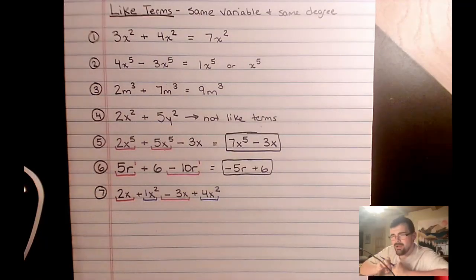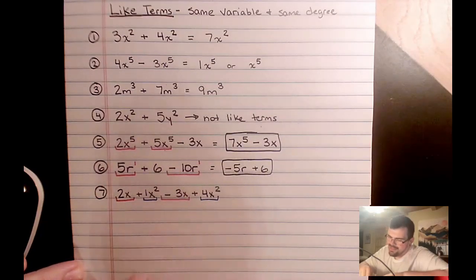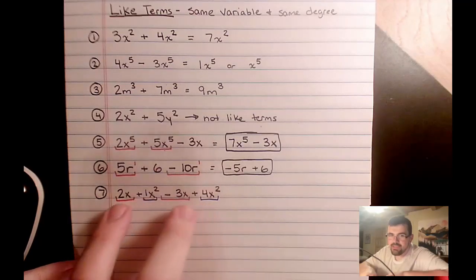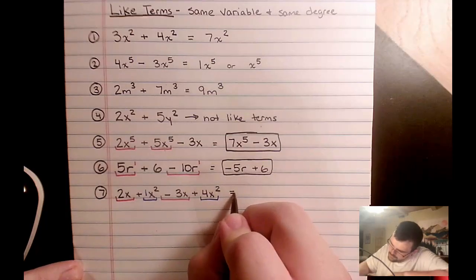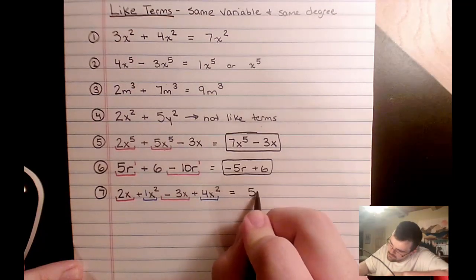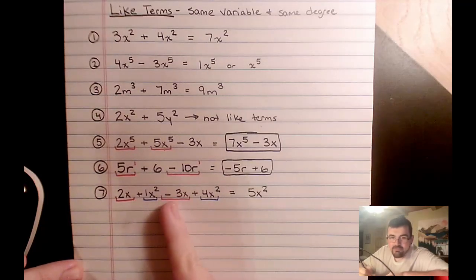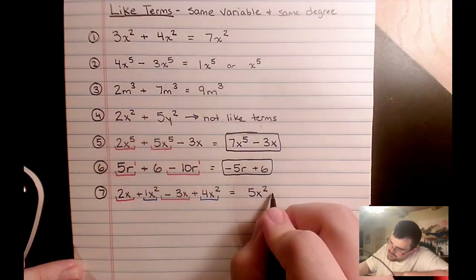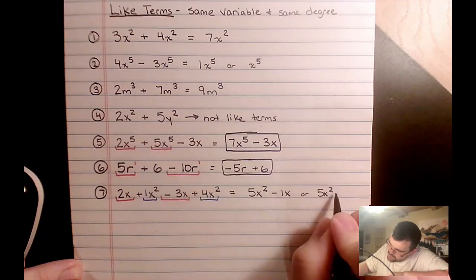Now, we always want to write our answer in standard form, even if we're not directly asked to. It's just a really good habit of getting into. So whenever I scan through this, just like in our previous lesson, I'm thinking, hey, x squared has a higher degree than x to the first power. So I'm going to combine these guys first. 1x squared and 4x squared adds to 5x squared. And then 2x and negative 3x, 2 plus negative 3, or 2 minus 3, that's just negative 1. So negative 1x. Or 5x squared minus x.